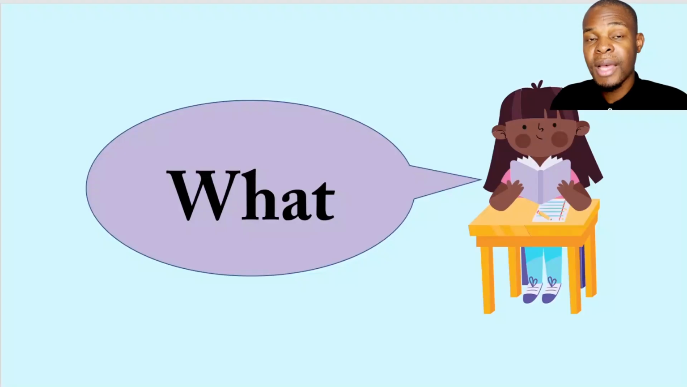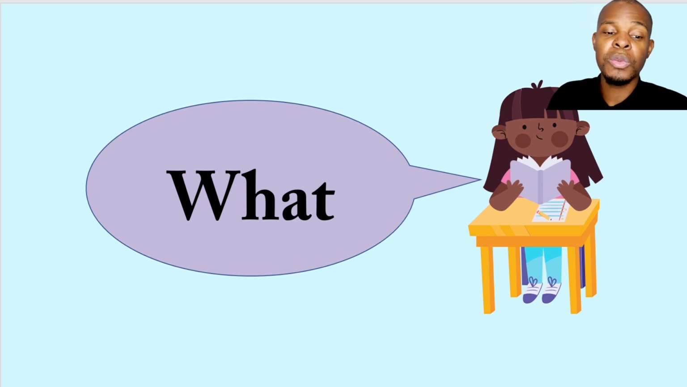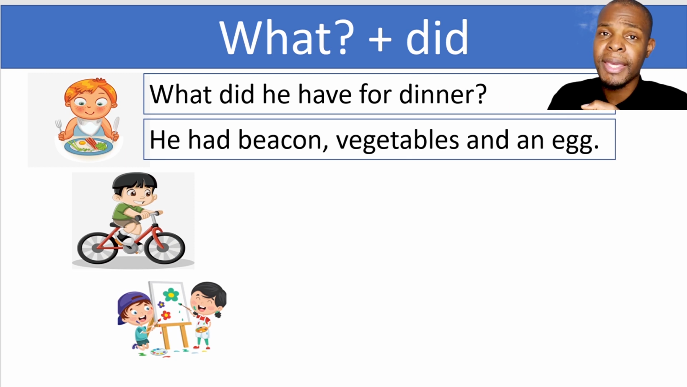Let's look at examples again that we talked about last time. When we use what, example, what did he have for dinner? He had bacon, vegetables, and an egg.